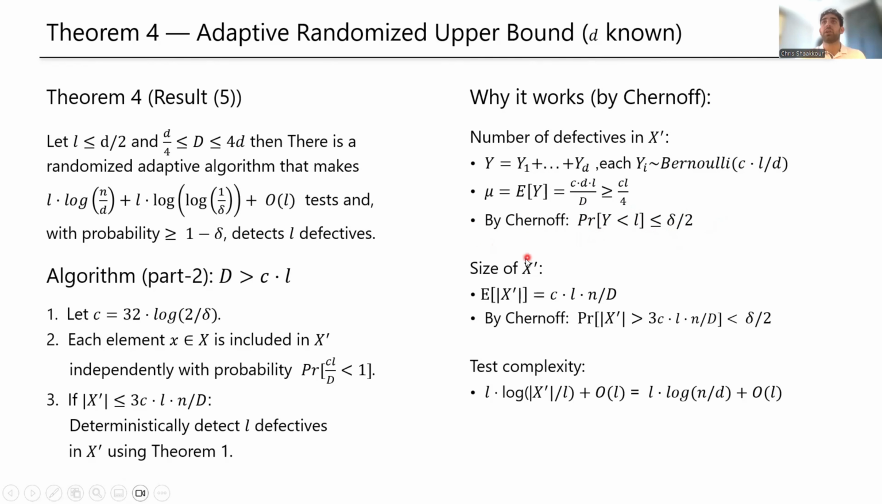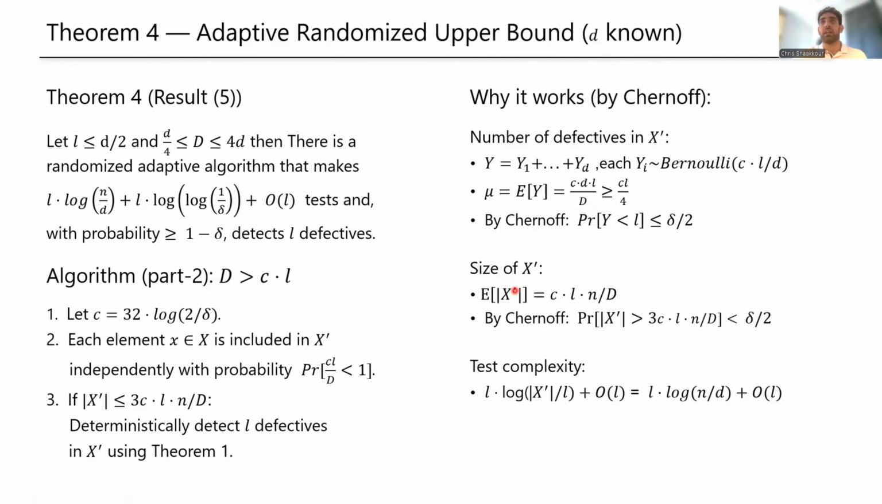So we also know a thing about the size of X. To use a deterministic algorithm, like in theorem number 1, we need, first of all, to make sure that there are at least L defective items. And this is what we proved here. And we also need to make sure that the size of X is, first of all, greater than L and also smaller than N.